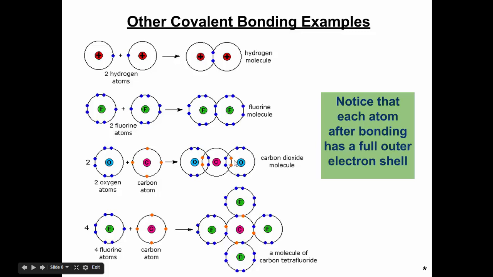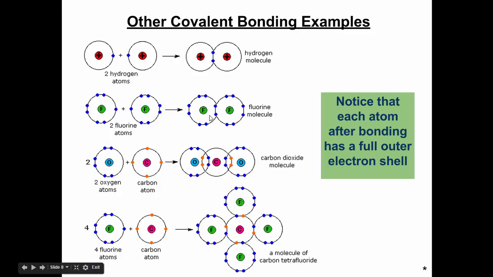We can also have four fluorine atoms plus a carbon atom, which is a molecule of carbon tetrafluoride. And so you can see that there are four single covalent bonds being created here.